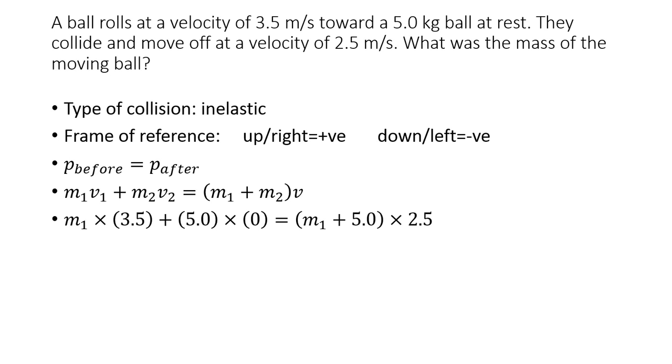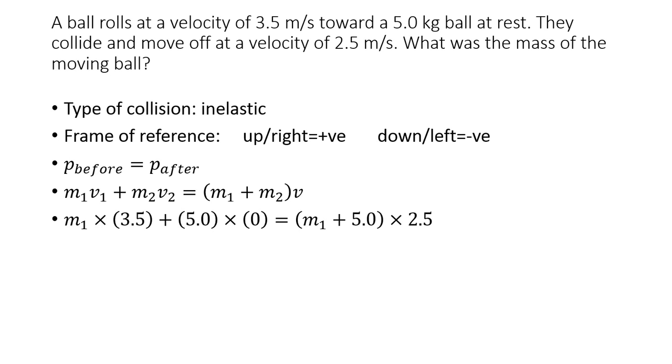Alright, so we put in our numbers. The moving ball, the one moving at 3.5 meters per second, we don't know what its mass is, but we do know its velocity. So we leave the mass as m1, and we write the velocity as 3.5, like they told us. The second object has a mass of 5 kilograms, but it's not moving, so its velocity is 0. So that's the left-hand side.